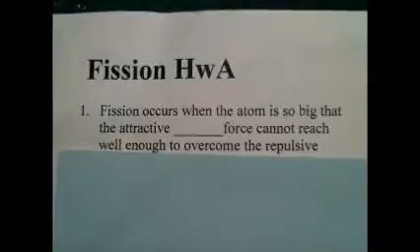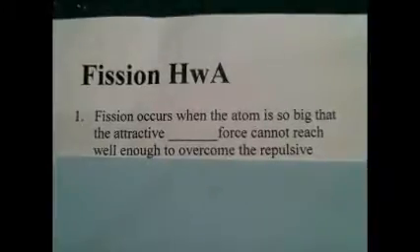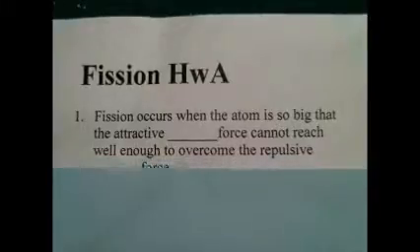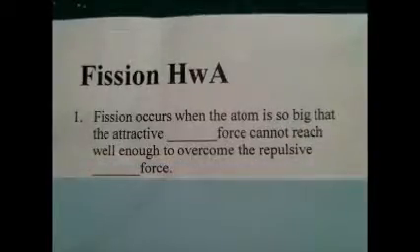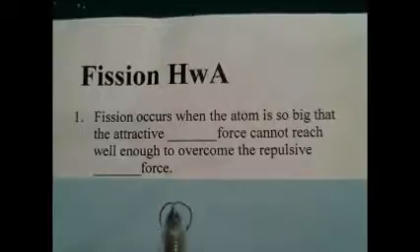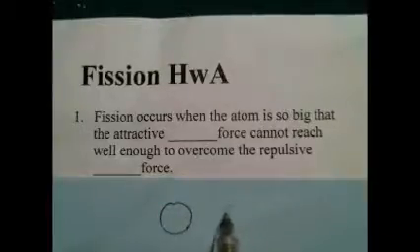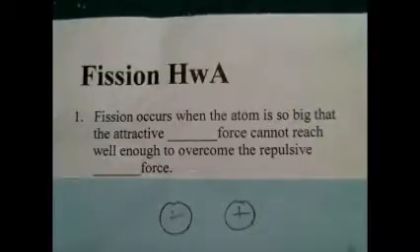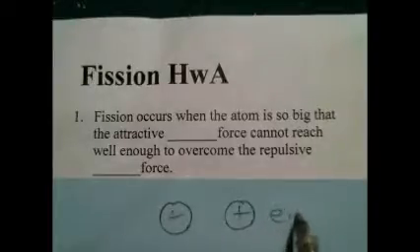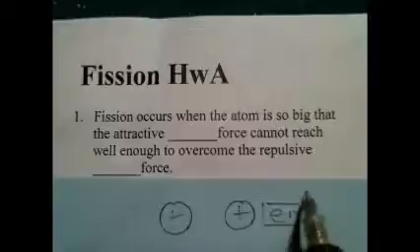Fission, homework A. Number 1. Fission occurs when an atom is so big that the attractive blank force cannot reach well enough to overcome the repulsive blank force. Remember, inside the nucleus, we have protons next to each other, and all those protons are positively charged. By their electric nature of positive charges, the electromagnetic force is going to be pushing them apart.